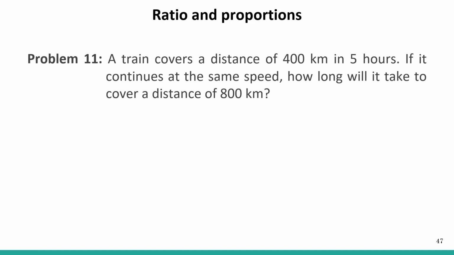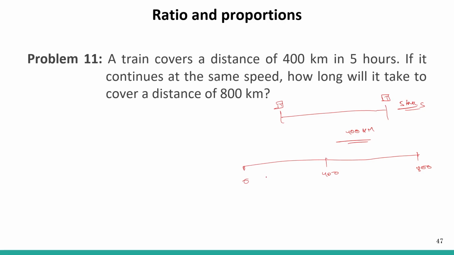A train covers a distance of 400 kilometers in 5 hours. What we have here is a distance of 400 kilometers, and the train takes 5 hours to cover the whole journey. If it continues at the same speed, how long will it take to cover a distance of 800 kilometers? What we want is to double the distance. Here is 400, here is 800, here is 0.